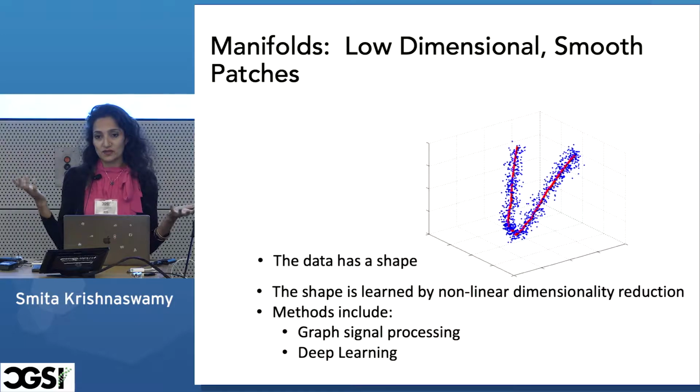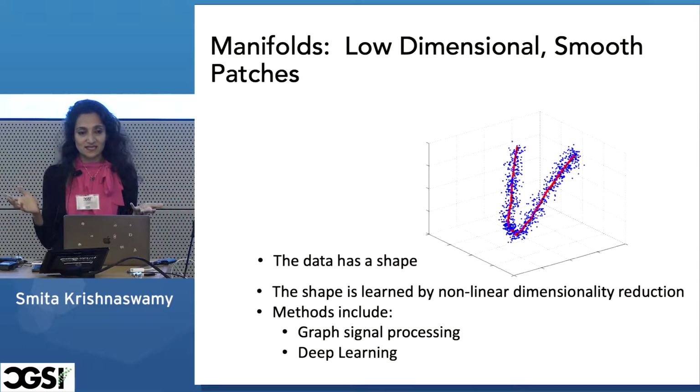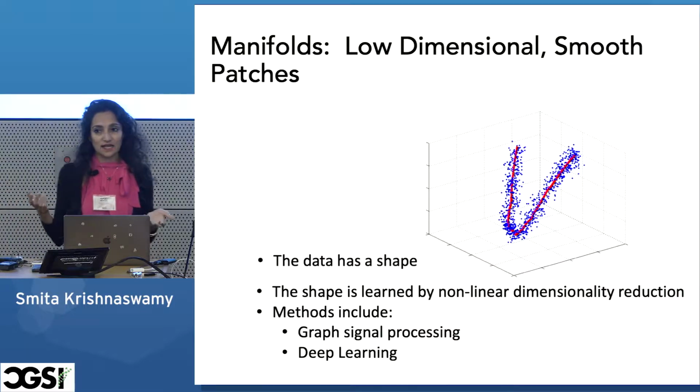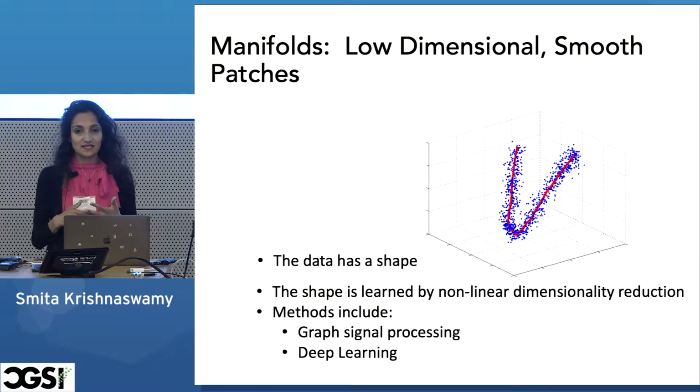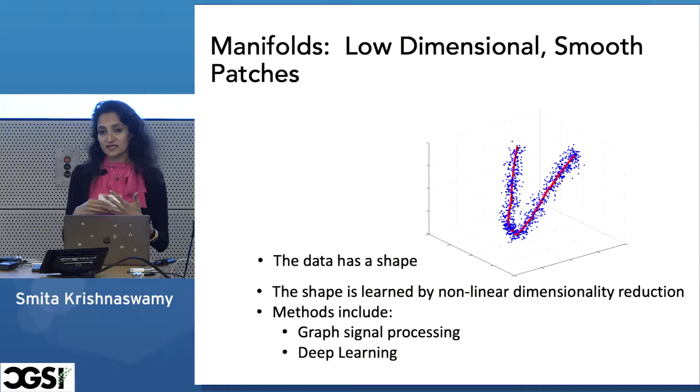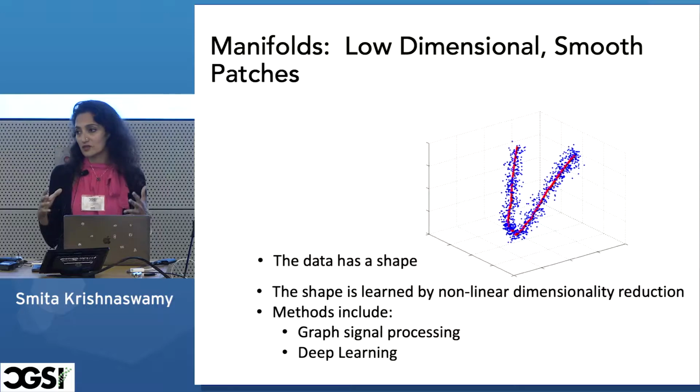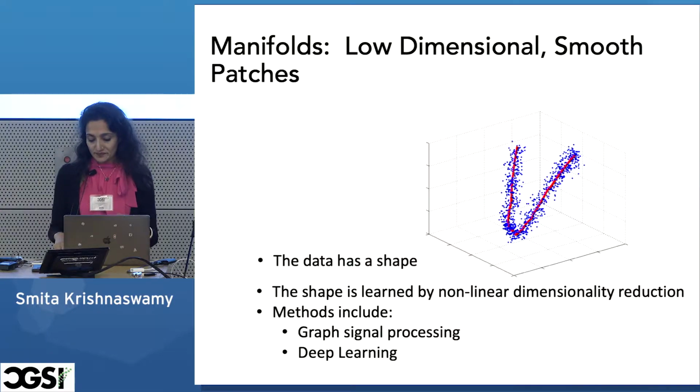And I'll show you two main techniques for learning it. You may not become an expert on these techniques, but you'll know that there are two classes of techniques that we could potentially use. We use them almost equally in my lab, and these include graph signal processing techniques and deep learning. Both of these can be used, in an unsupervised way, to learn this intrinsic shape of the data that I'm showing you here.